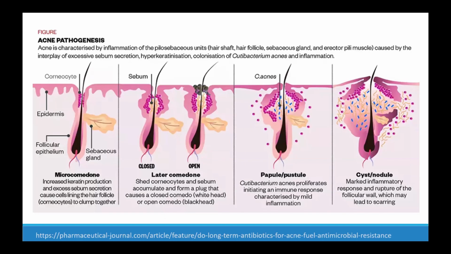So you can see here it starts with a microcomedone, in which you have increased keratin production and excess sebum secretion. This causes the cells lining the hair follicle, known as corneocytes, to clump together. Later on in the comedone, you have closed as well as open type, and you can see here that the shed corneocytes and sebum accumulate and form a plaque that causes a closed comedone, also known as whitehead, or an open comedone, blackhead. Next, with Cutibacterium acnes proliferation, inflammation occurs, and you get papules as well as pustules.